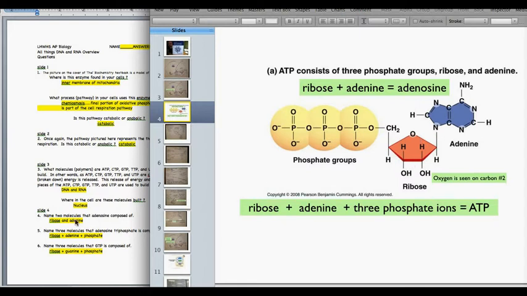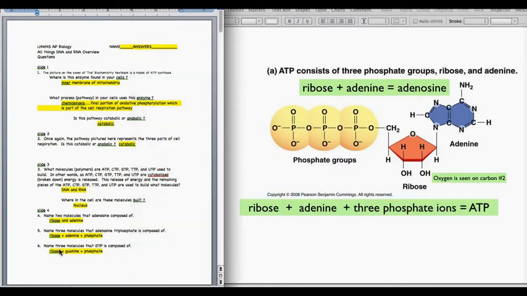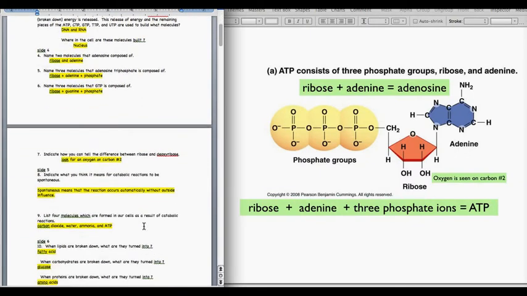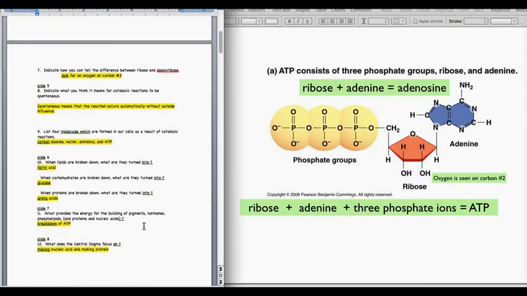So what is adenosine in ATP? Adenosine is adenine and ribose. ATP is adenine, ribose, and phosphate. GTP would have guanine as the nitrogen base attached there. And once again, be familiar with how to identify if the pentose is ribose or deoxyribose. Look at carbon 2 right there.